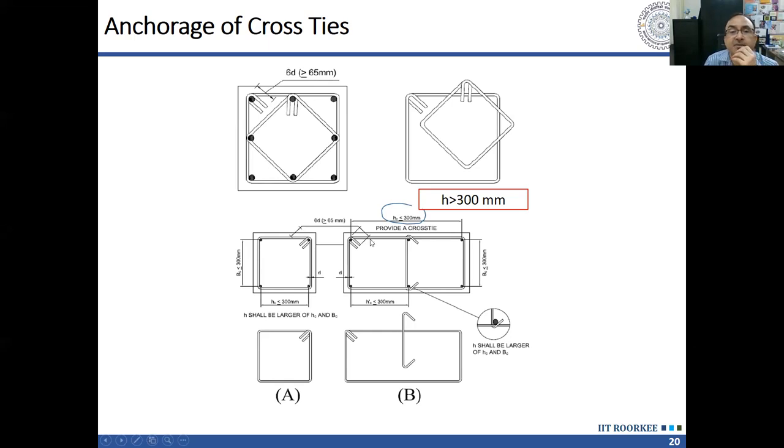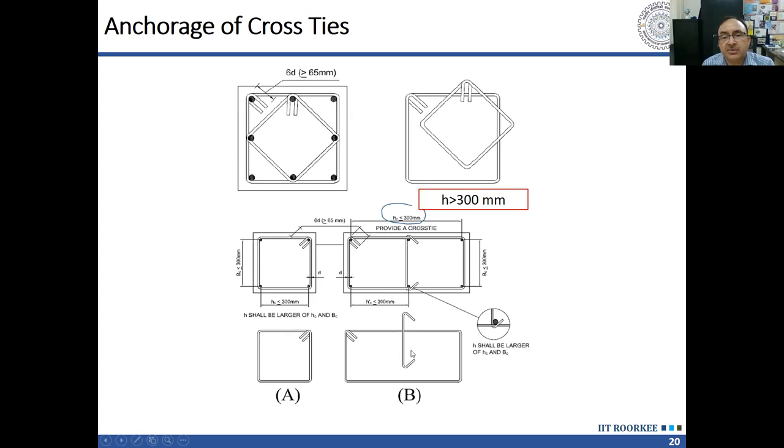The second thing we have to look at is that for the two longitudinal bars which are restrained against moving outward, the spacing between these bars should be less than 300 millimeter. So any two adjacent bars which have been restrained against movement outward should have a spacing not more than 300 millimeter. Okay.